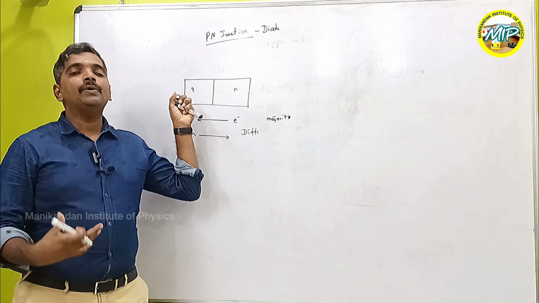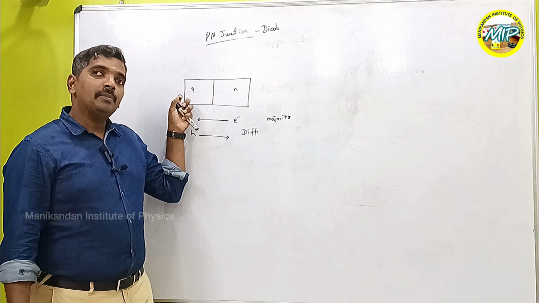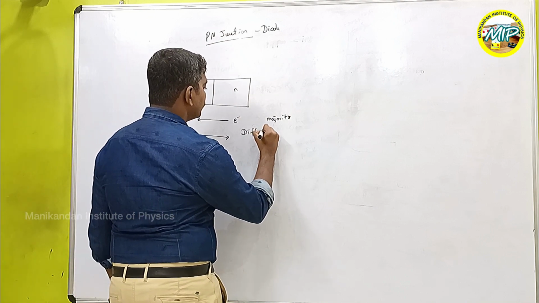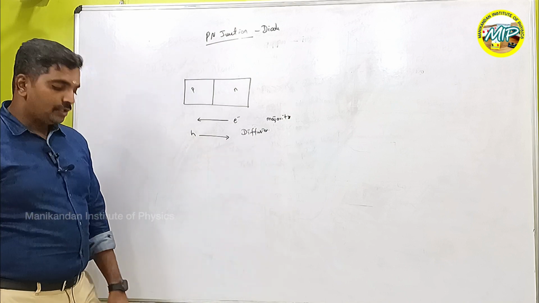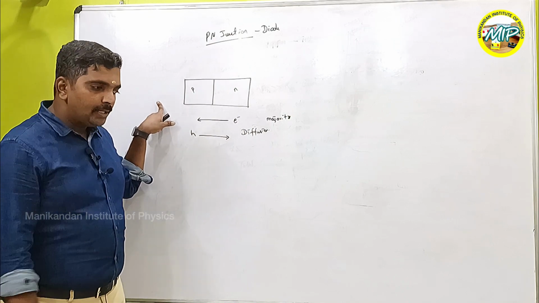Here the holes are majority carriers, and the hole concentration is larger. They move from high concentration to low concentration. So this is called diffusion. This is called electron diffusion. This is called hole diffusion. So each electron just moves from here to here. What's happening?